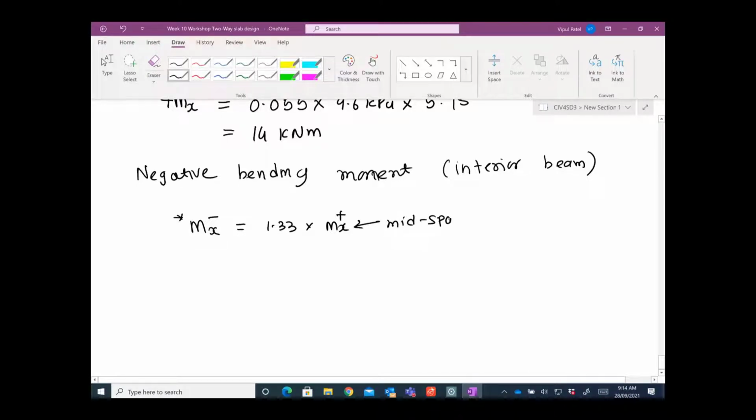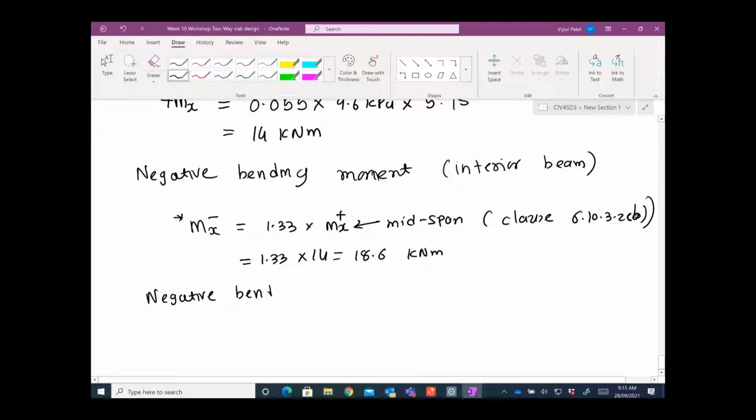Okay, that is given in clause number 6.10.3.2b. Right, so 1.33 times by 14 gives me 18.6 kilonewton meters, and we will get the negative bending moment. We're going to get the negative bending moment. If you turn the page over, you have a negative bending moment.